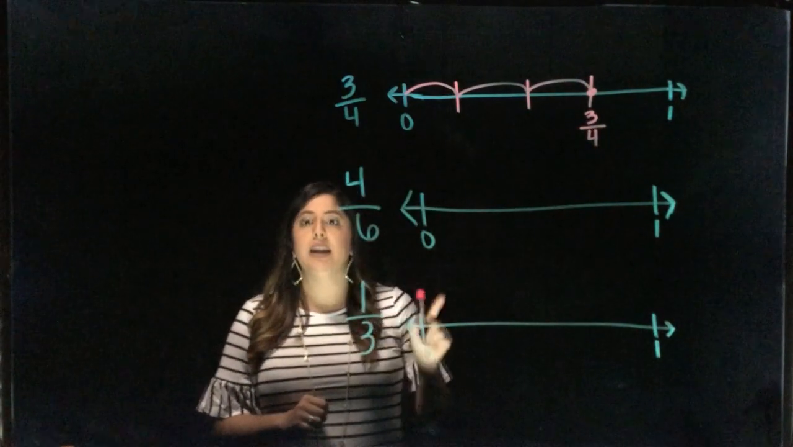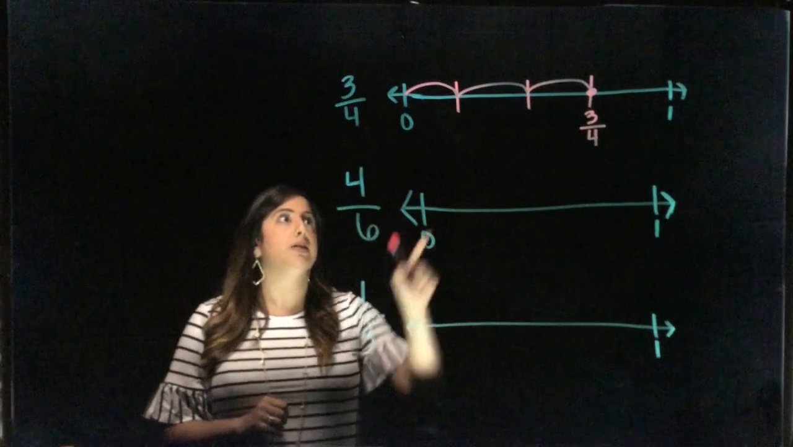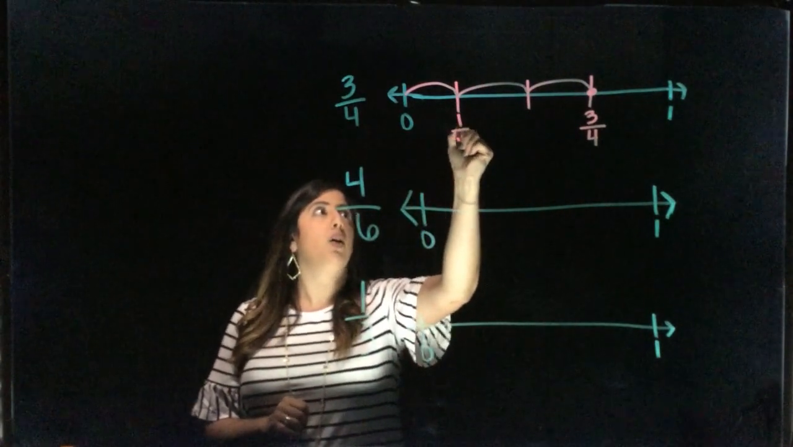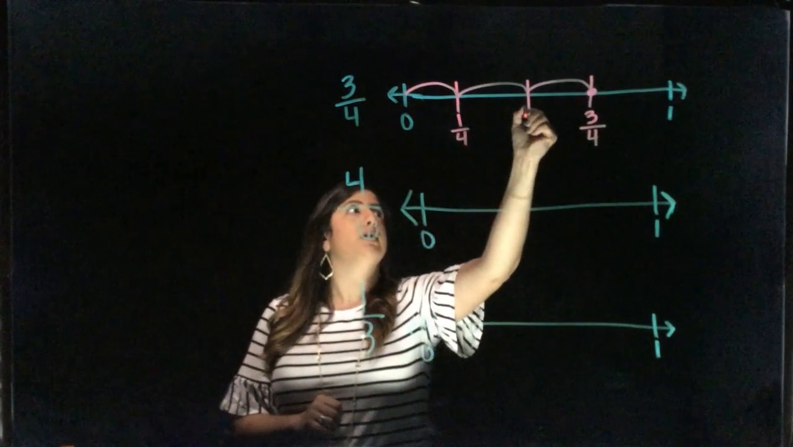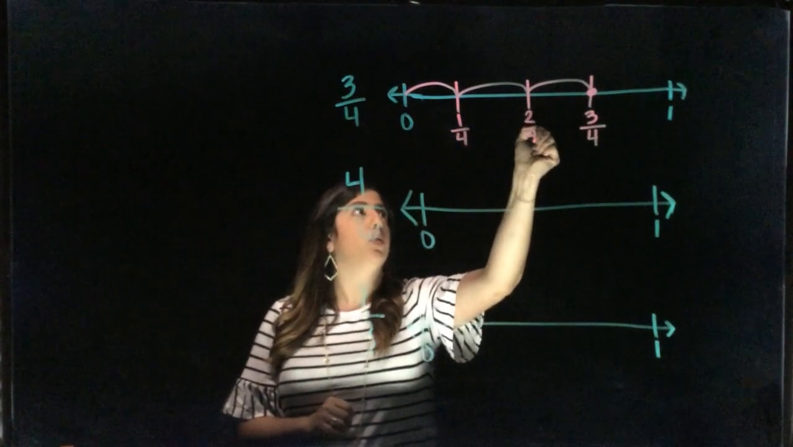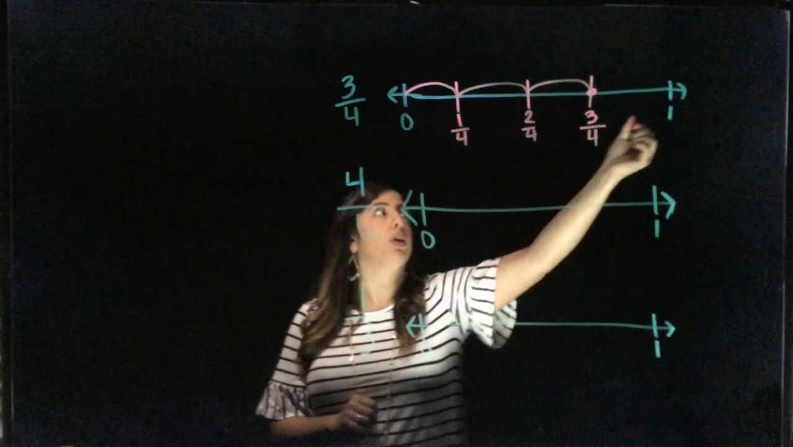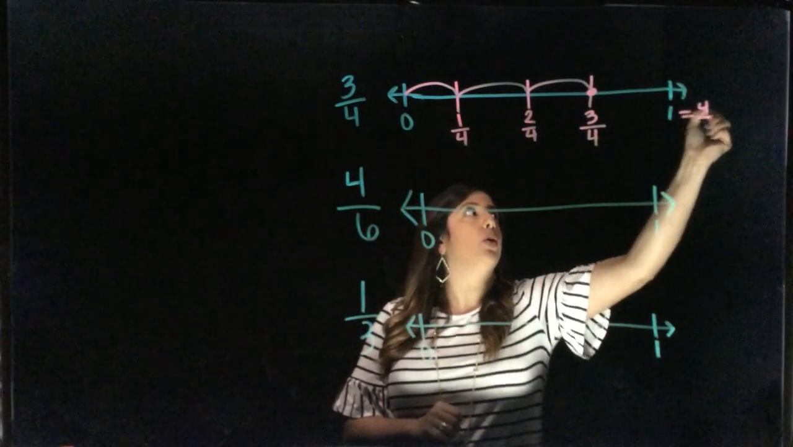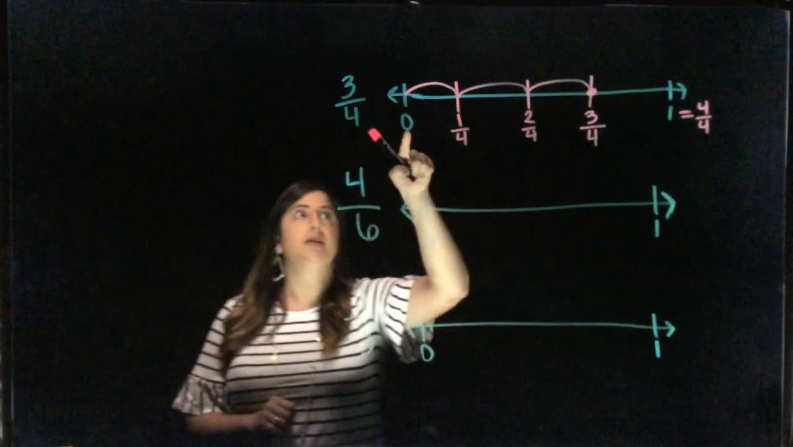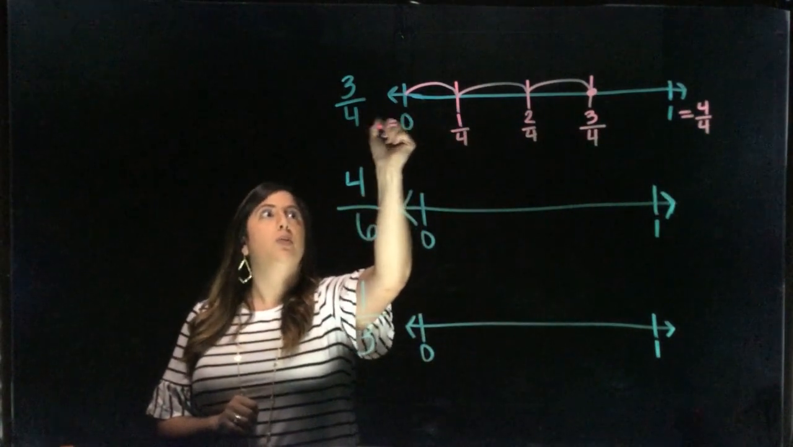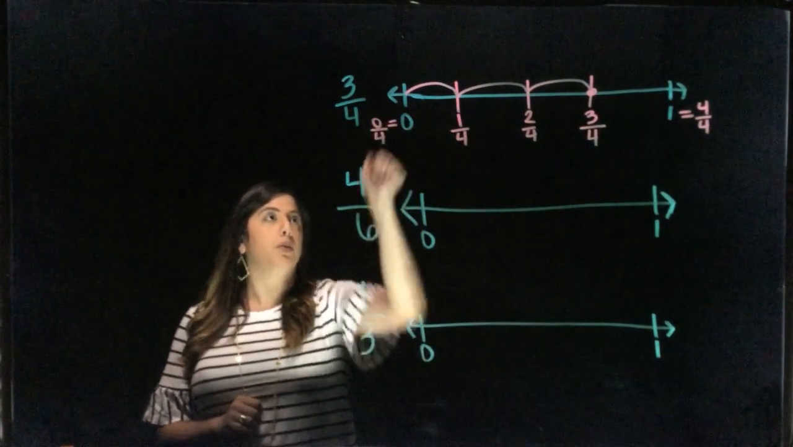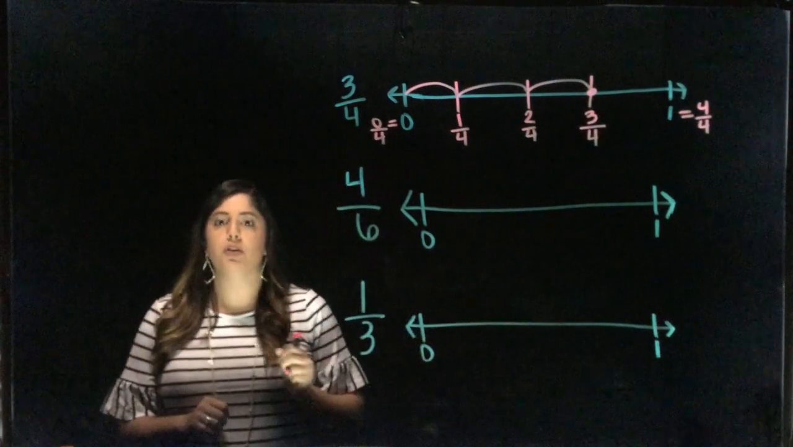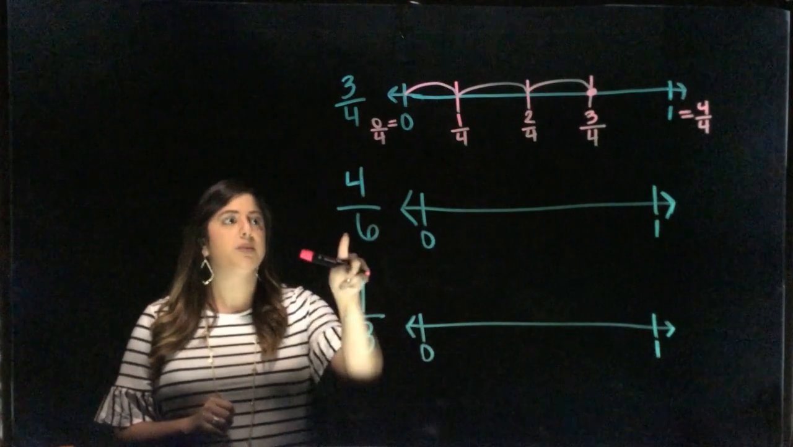Now I need to go back and label my whole number line. So I have 0, this tick mark is 1 over 4. This one is 2 over 4. We already have 3 over 4. And the last one is 1, which also equals 4 over 4. The 0 is also equal to 0 over 4. So we've just labeled 3 over 4 on our first number line. Let's move to the next one.